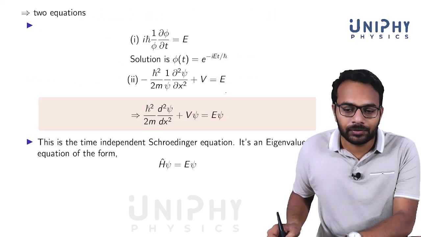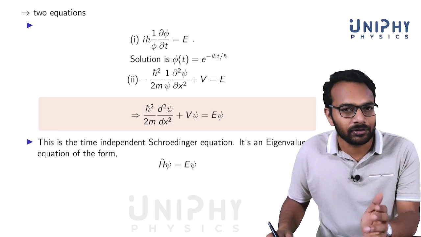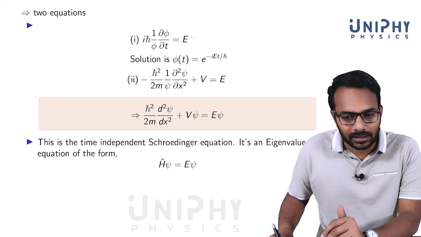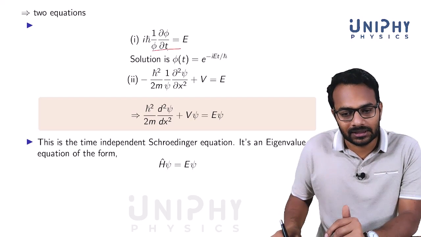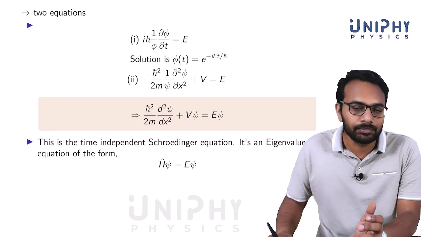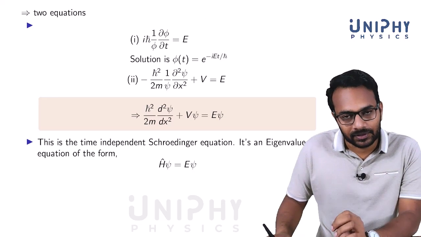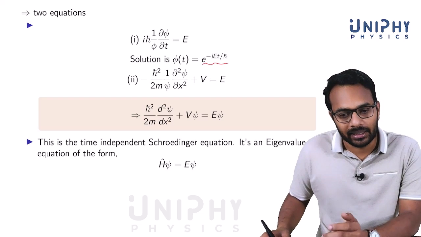So if you substitute it back, we get two equations. We say that separately they have to be equal to the same constant. We write this constant as E and we get one solution. This is the first equation we get by separating the variables, and the solution to this is simple because this is a first order differential equation. The solution is of the form e raised to minus i E t by h cross.